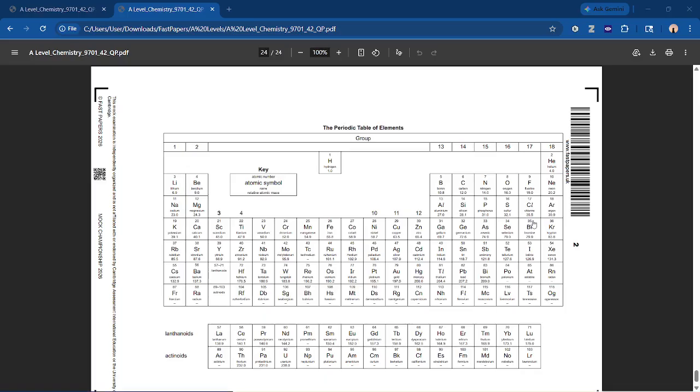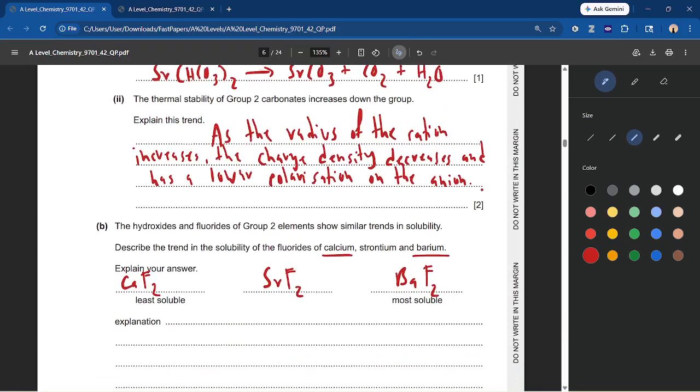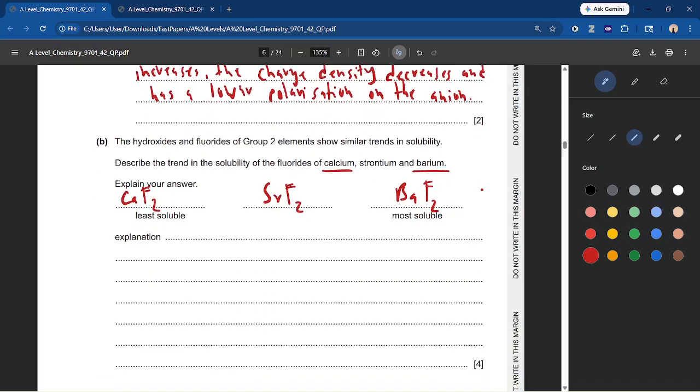All right, so I've got the periodic table over here. I was just taking a look, making sure that I didn't mess anything up. All right, so when we're talking about solubility, there's two things we want to know. We want to know about the lattice enthalpy, and we want to know about the hydration enthalpy. So as you're moving down the group, we've already explained this in the previous question, right? As the radius of the cation increases, charge density decreases, and it has a lower polarization on the anion, right?